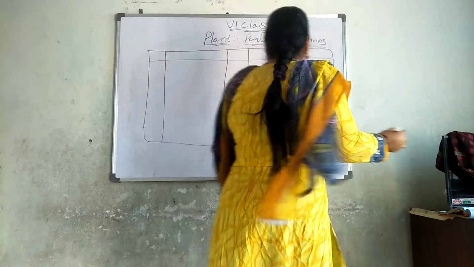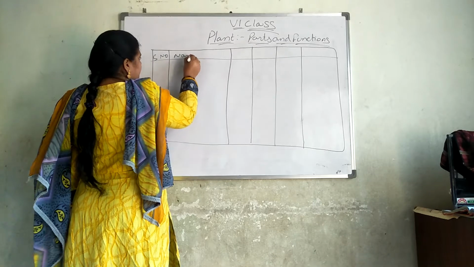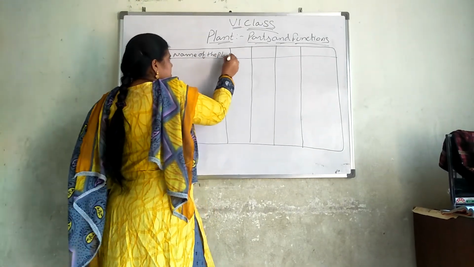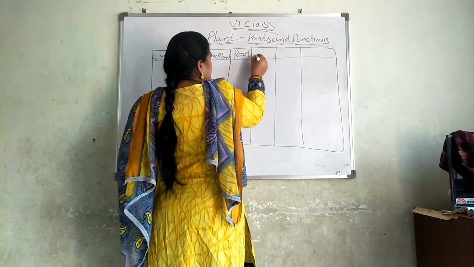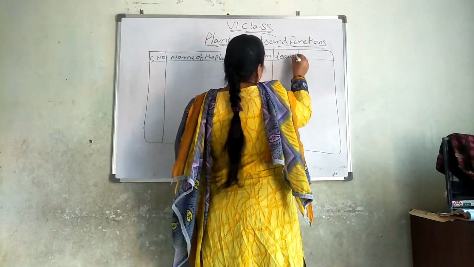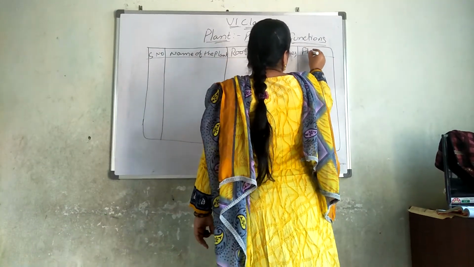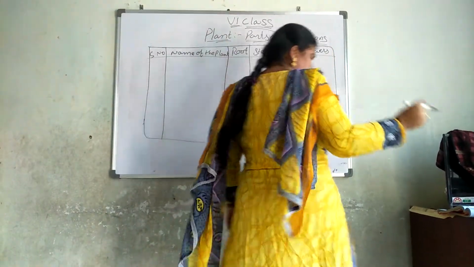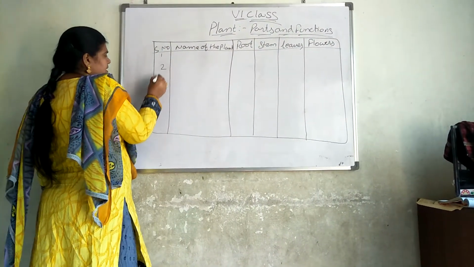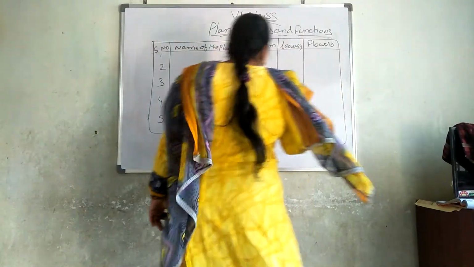So coming to here, this is the serial number, name of the plant. Is it having root, stem, leaves? Then next it asks only about flowers. So what are the total? Let us see the examples of 5. In that, 2 are given in our textbook.